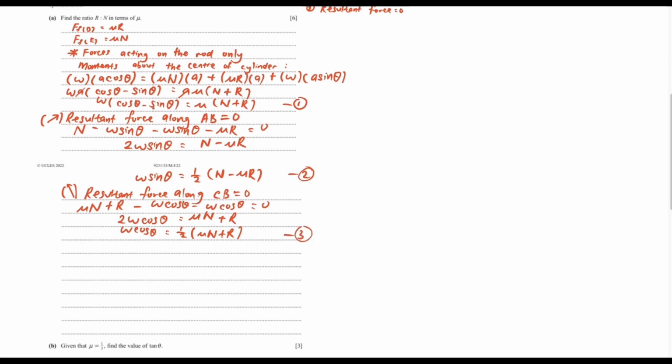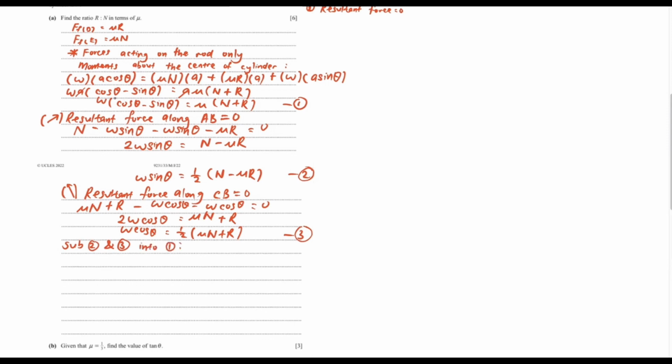So you see, we want to answer the question in this way, R to n. So we need to get rid of the trigonometry, the cos and sine theta, as well as the W. We will make use of equations 1, 2, and 3 to do that. So what we can see here is I can substitute W sine theta here, and I can substitute W cos theta here. So I substitute 2 and 3 into 1.